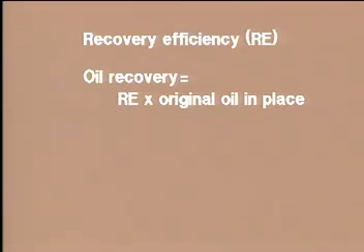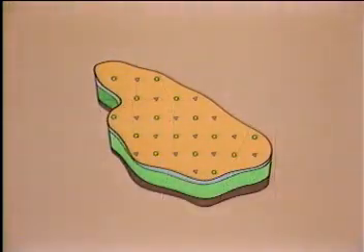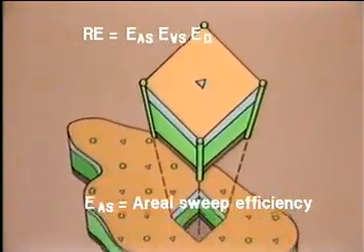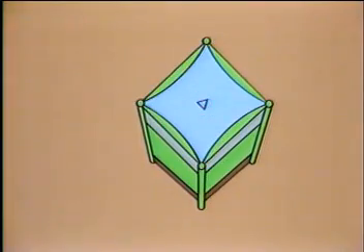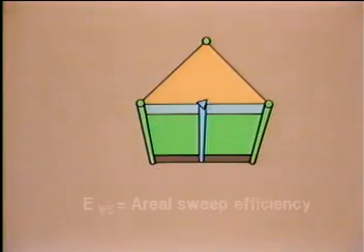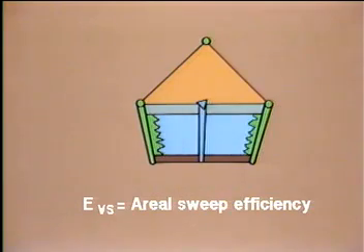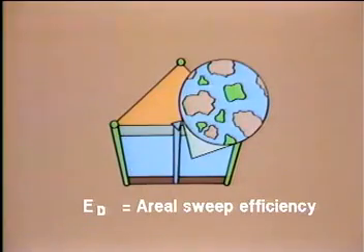Our objective is to estimate the fractional amount of the original oil in place that is ultimately recovered as we inject fluids into injection wells and recover oil from production wells. This fractional amount is the recovery efficiency and has three components: the areal sweep efficiency, E sub AS, that is, the fractional area of the reservoir that is contacted by the displacing fluid; the vertical sweep efficiency, E sub VS, the fraction of the reservoir's vertical cross-section that is contacted by the displacing fluid; and the displacement efficiency, E sub D, the fractional amount of oil contacted that is actually displaced to a production well.